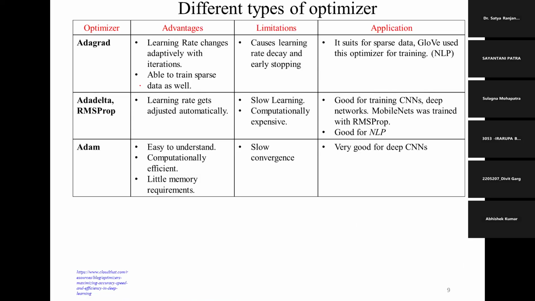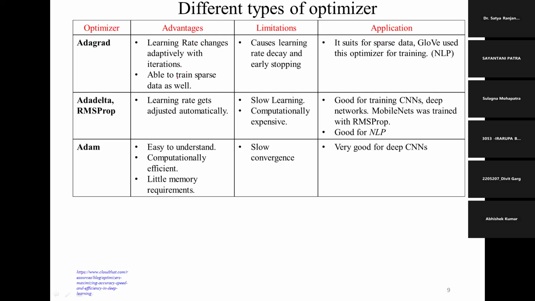Then we go for ADAGRAD. Some researchers now use ADAGRAD, which I found in medical applications. Here the advantage is that the learning rate changes adaptively. Suppose you are giving your learning rate as 0.001. ADAGRAD is written in such a way that even if 0.001 is not applicable to your environment, it can adjust or adapt the learning rate, and it is able to train on sparse data as well.